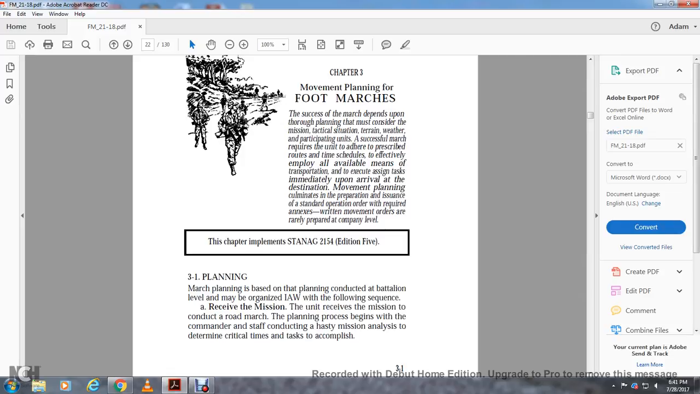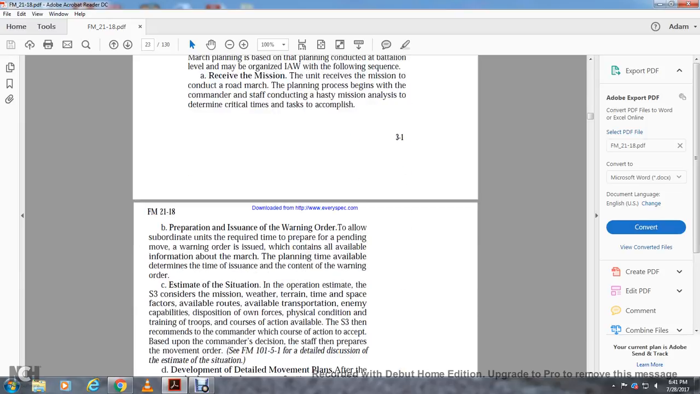It must be organized in accordance with the following sequence, beginning with receiving the mission to conduct the road march. The planning process begins with the commander and staff conducting a hasty mission analysis to determine critical times and tasks to accomplish. The preparation and issuance of the warning order allows subordinate leaders the required time to prepare for the pending movement. The warning order contains available information about the march, and the planning time available determines the time of issuance and the content of the warning order.